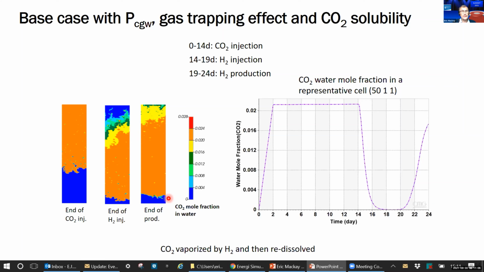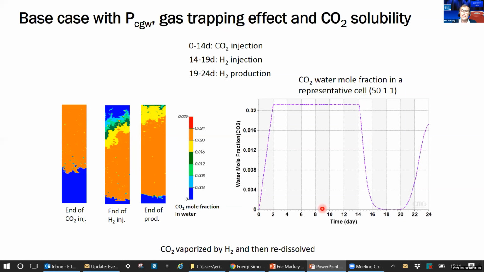And so this CO2 dissolution has a retardation effect on the CO2. It slows down the propagation of the CO2, helpfully, back towards the production well. So it's going to delay the CO2 flow into the production well.